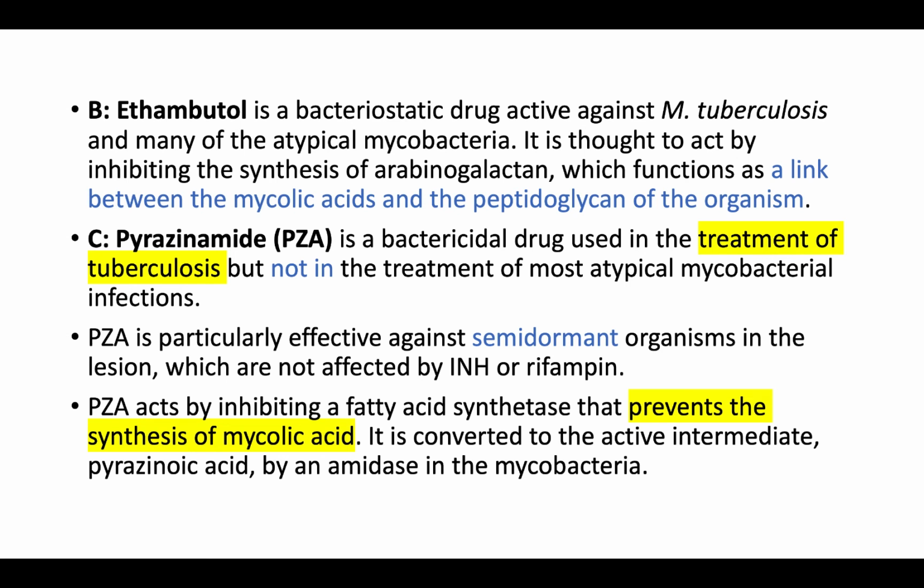Ethambutol, the other one, هذا bacteriostatic و مش معروف بالضبط كيف بيشتغل, but it's another one that can affect the mycolic acid synthesis and its linking with the peptidoglycan layer. عندها peptidoglycan layer, عندها mycolic acid, بربطهم مع بعض بالسيل وول تبعي. So ethambutol is the other one here. And الأخير اللي هو pyrazinamide, which is bactericidal and it's used in the treatment of TB, but not in the treatment of the atypical TB mycobacteria.